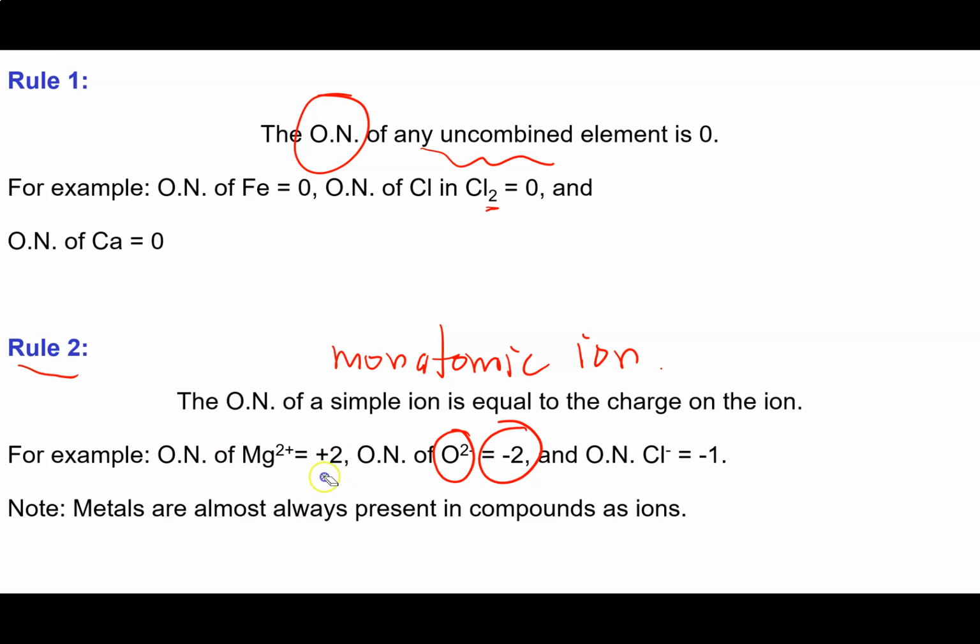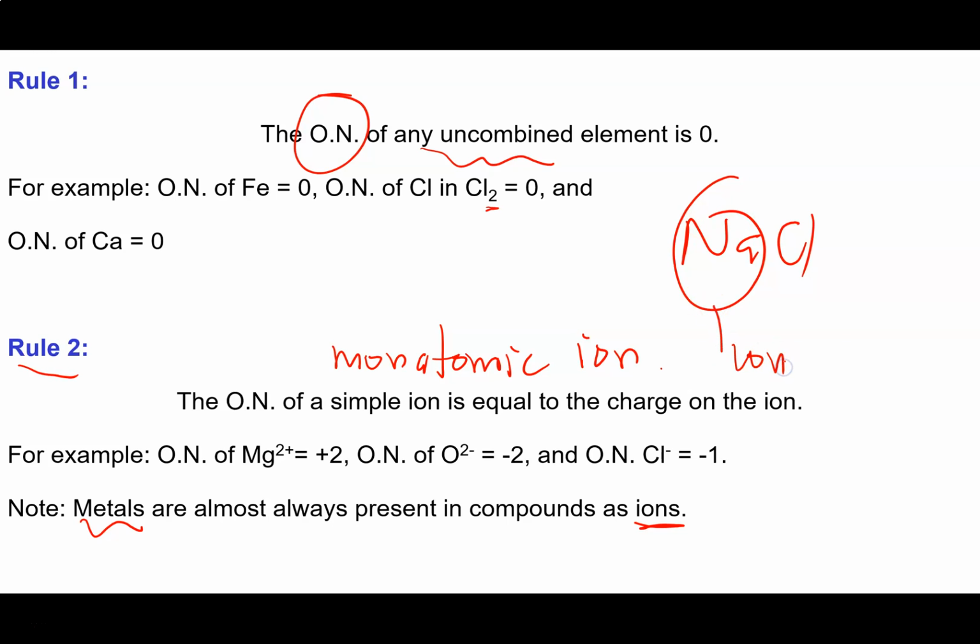So real easy. Now, a little something that can help you out here is that metals are almost always present in compounds as ions. So if you see a metal in the formula, NaCl, you know that that's going to be an ion. Sodium always forms a +1, so oxidation number is going to be equal to +1.